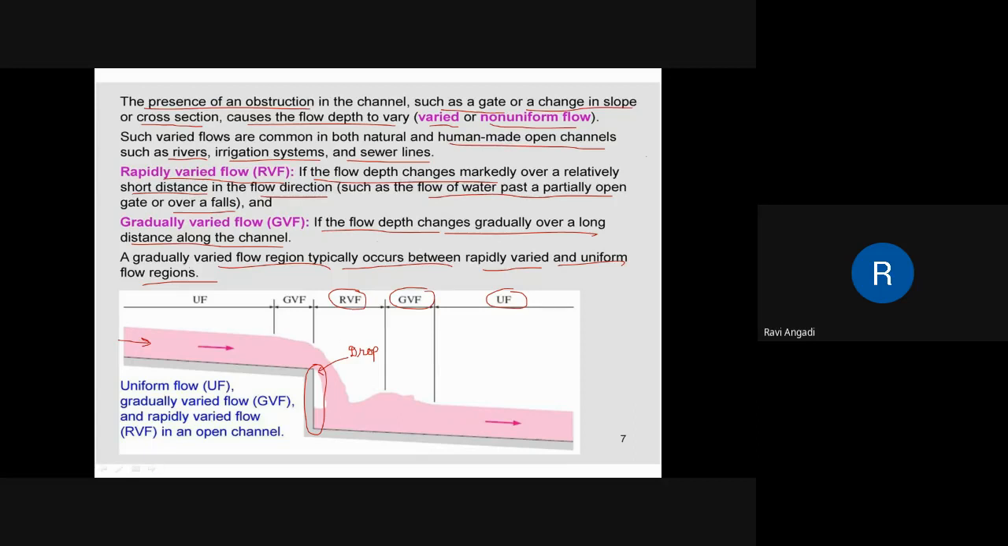Okay, then here look at this one. Whenever the flow approaches any obstacle or obstruction like a drop, before it is falling over the obstruction, what was the type of flow? It was uniform flow. Till here it is uniform flow. What do you mean by uniform flow?